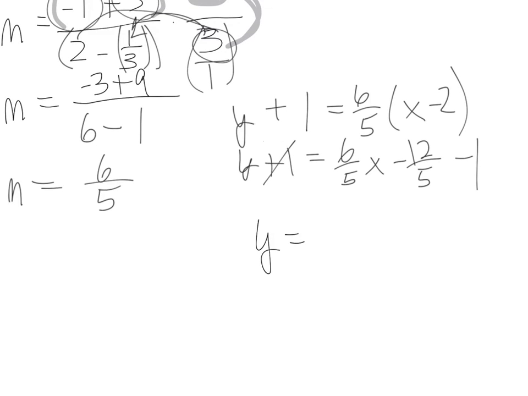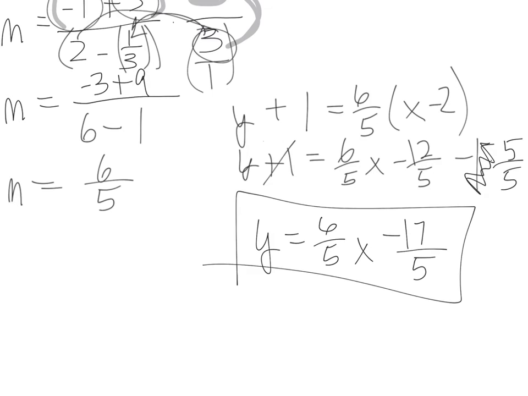And to combine these two, I'm going to multiply this 1 by 5 over 5, so it's just a fraction, 5 over 5. So I have 12/5 minus 5/5, get rid of that 1. 12/5 minus 5/5 is negative 17/5, and there's our slope-intercept form.